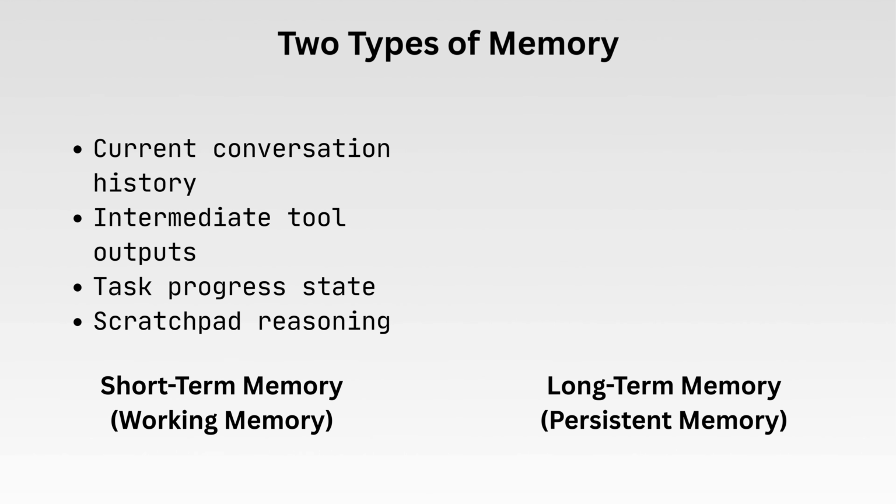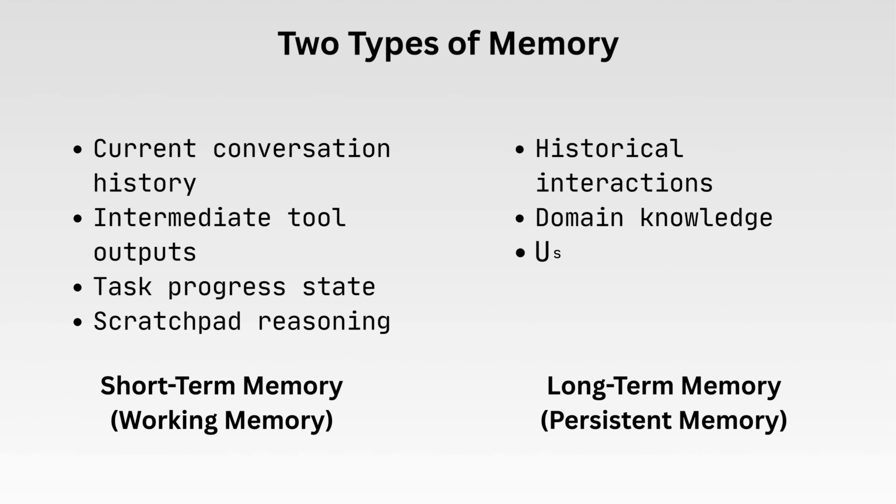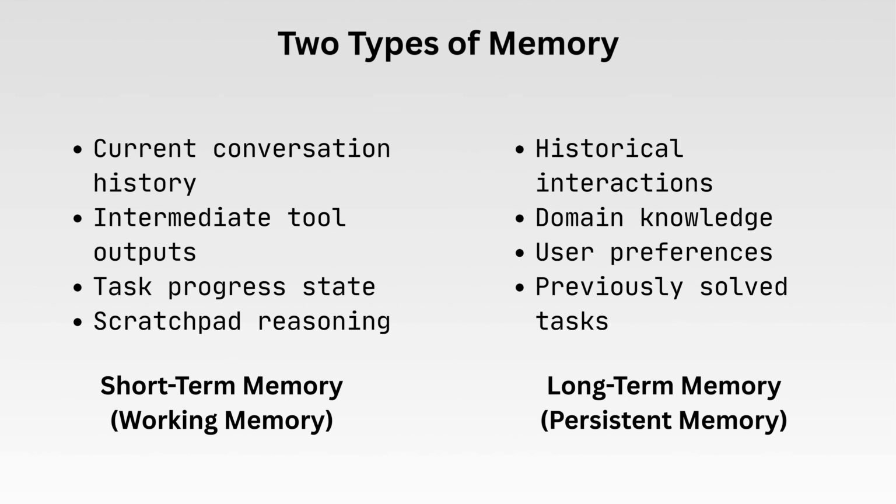Long-term memory is persistent across sessions. It may include historical interactions, domain knowledge, user preferences, previously solved tasks. In modern systems, long-term memory is often stored in a vector database using embeddings.